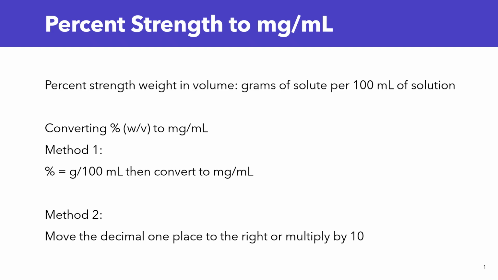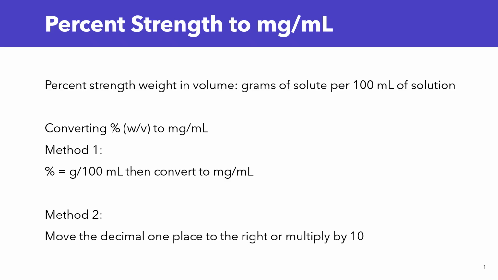Okay, let's get started. So first, we'll take a look at percent strength, what that means, and how to convert it to milligram per ml. So what is percent strength? For this video, we'll stick to percent strength weight in volume. Percent strength weight in volume is grams of solute per 100 ml of solution.